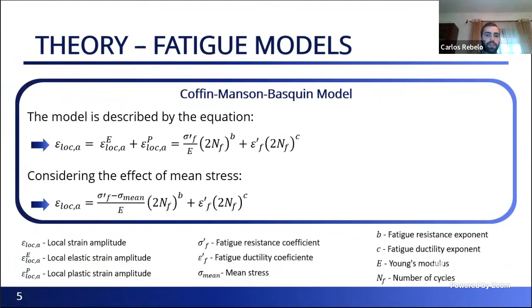The CMB model equation is presented here. The elastic deformation component was proposed by Basquin. The plastic component was proposed separately by Coffin and Manson. And it was moreover proposed the sum of these 2 parts, which introduces the effect of the mean stress. The parameters are obtained experimentally by testing the material.